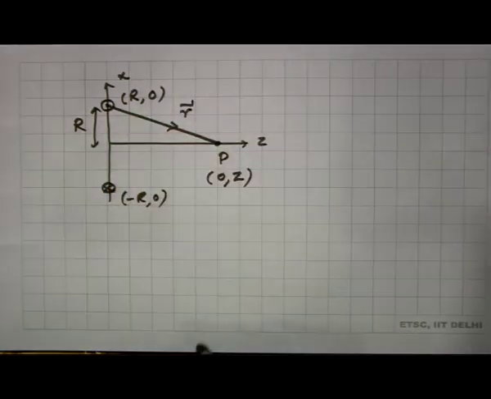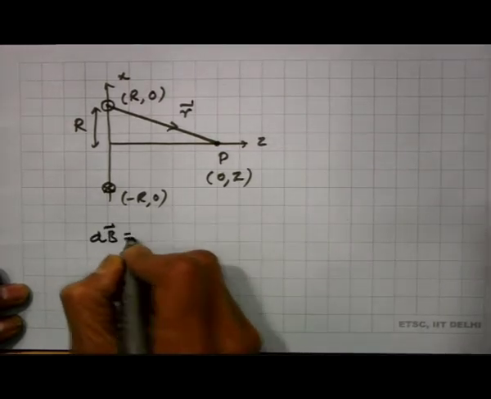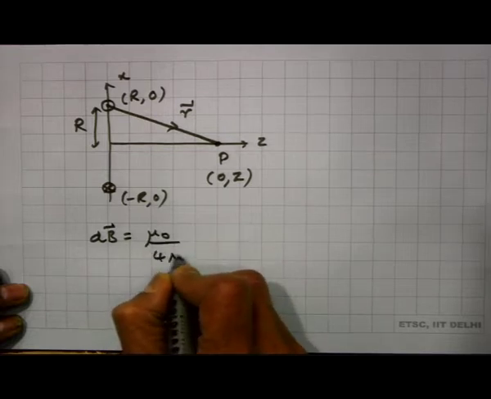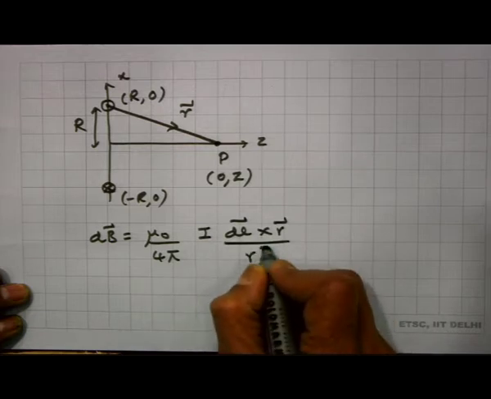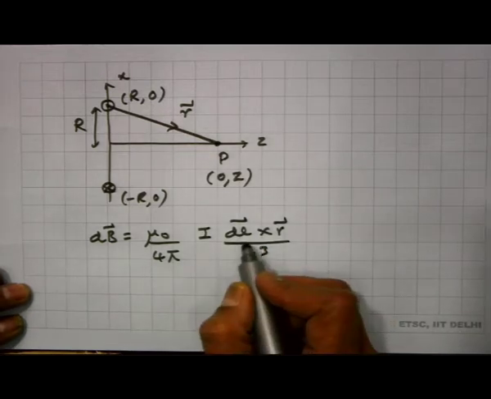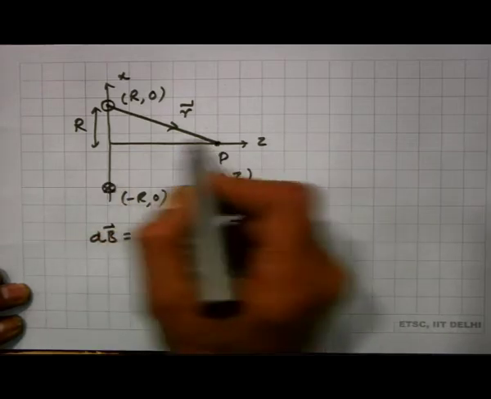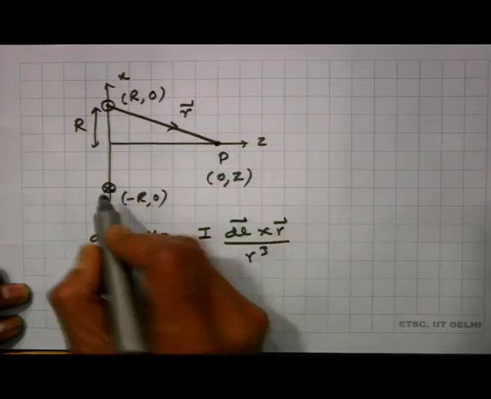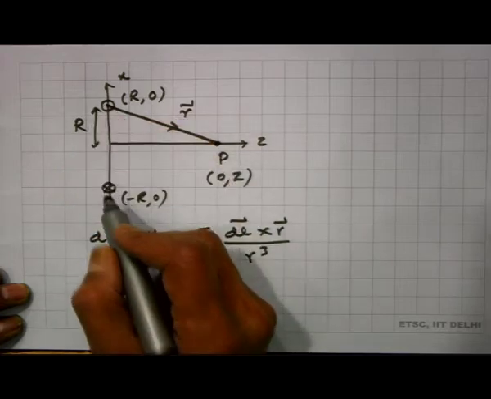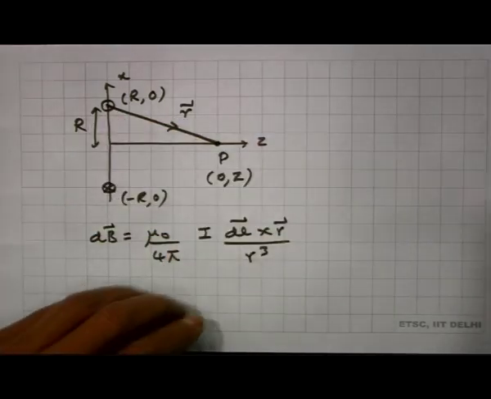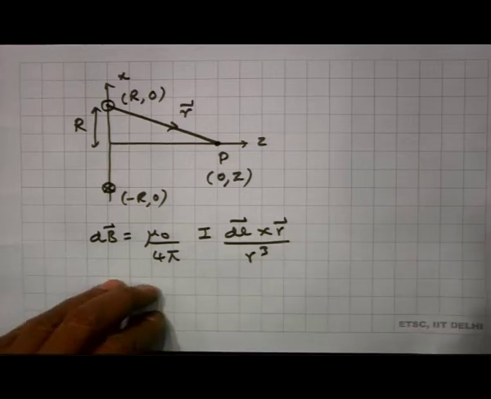Now, as you know, I have this equation, the Biot-Savart law: dB is equal to mu naught by 4 pi I dl cross r by r cube. So, I need to know the dl vector, the r vector and the distance r to be able to estimate the magnetic field produced by this current element here. I will show you that if I calculate the magnetic field because of this current element and this current element, one of the components gets cancelled, which we argued last time through a discussion, but I would like to show you explicitly.